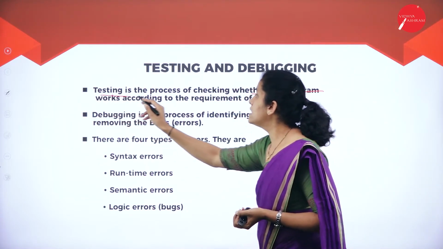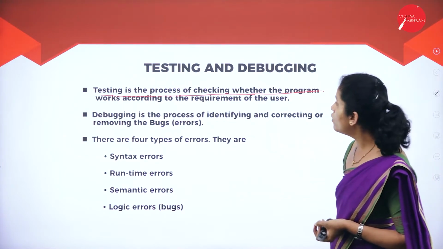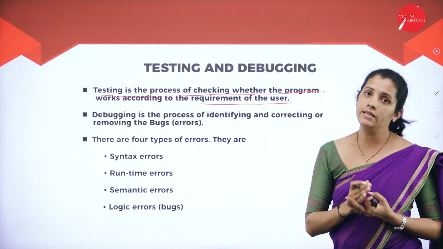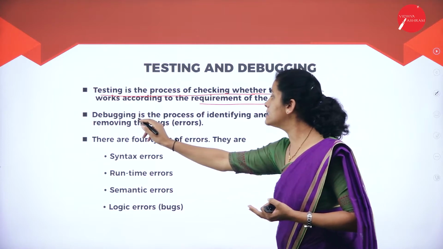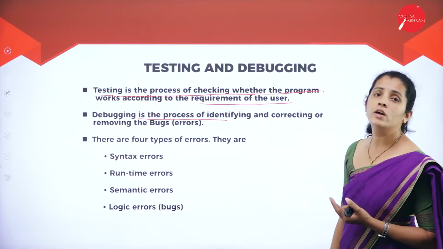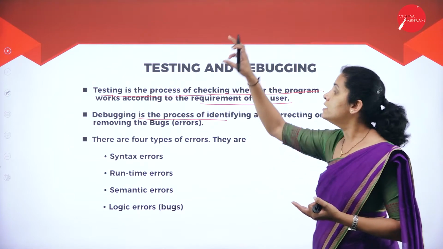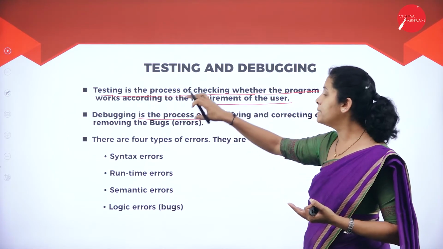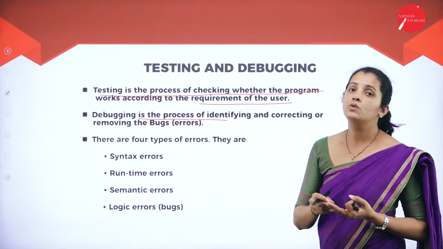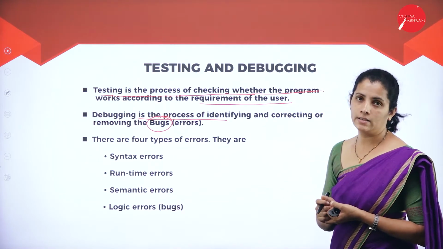So testing is the process of checking whether the program works according to the requirement of the user. Then what is debugging? Debugging is the process of identifying and correcting or removing the bugs or errors. So debugging is nothing but the process of finding an error or fixing the error. That is itself called bugs, that is nothing but the errors.